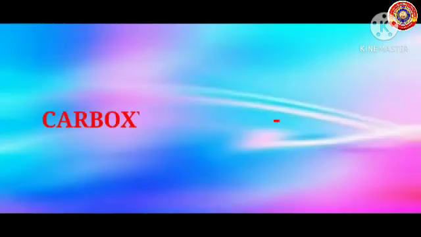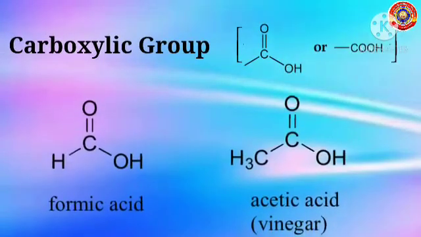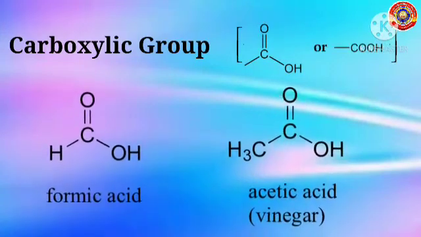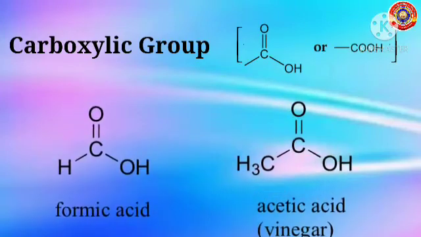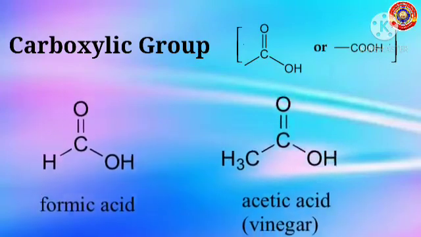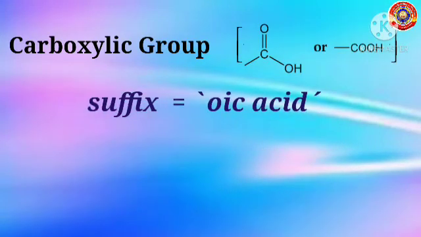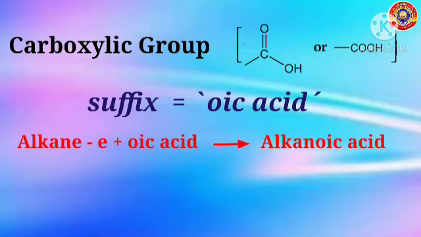The next functional group is the carboxylic group. Compounds with the functional group COOH are known as carboxylic acids. While writing IUPAC names of these compounds, the name of the main chain is terminated with the suffix oic acid. The IUPAC rule of writing carboxylic acid follows the pattern: alkane minus E plus oic acid gives alkanoic acid.